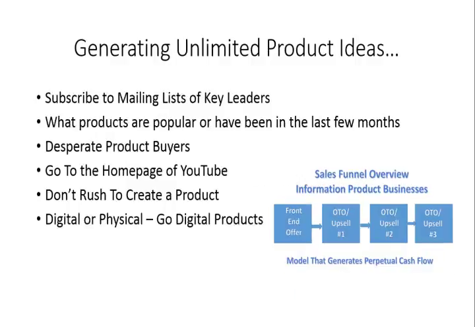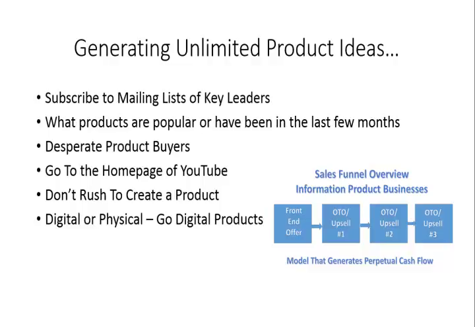So, continuing our discussion on generating unlimited product ideas, one of the things you can do is subscribe to mailing lists for key leaders. You want to start thinking about, and we talked about this at the beginning, what products are or have been popular over the last few months. You're looking for the kind of products that basically identify desperate buyers. These are people who need a problem solved, and they buy product after product until they get the answer.